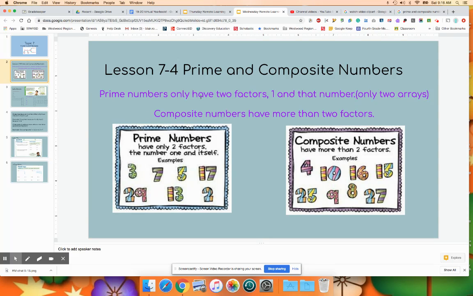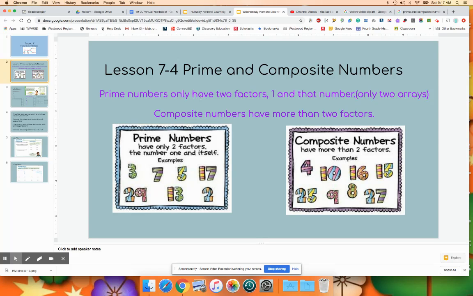So prime numbers only have two factors, one and that number. Okay, so 5 is a prime number because the only factors of 5 are 1 and 5. Composite numbers have more than two factors. Okay, so 6 we've used as an example the past couple of days. We know the factors of 6 are 1 and 6, and then 2 and 3, right? So it is a composite number. All right.